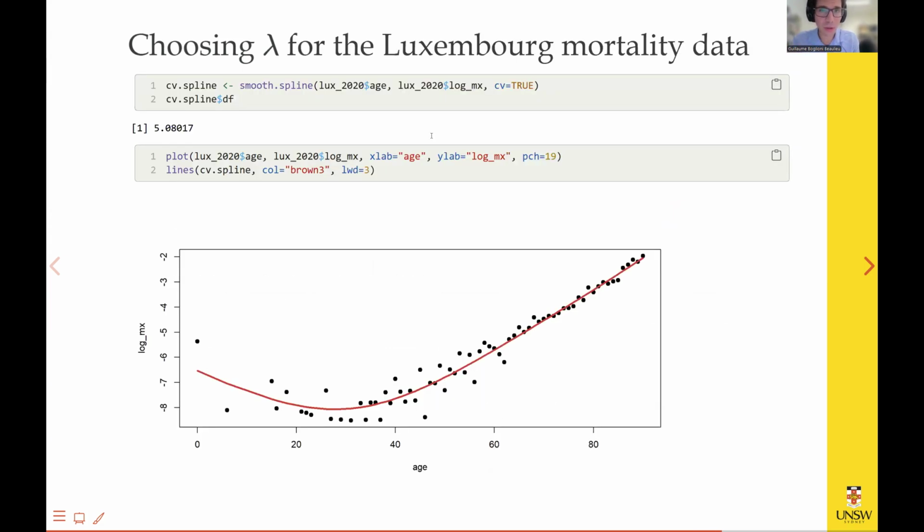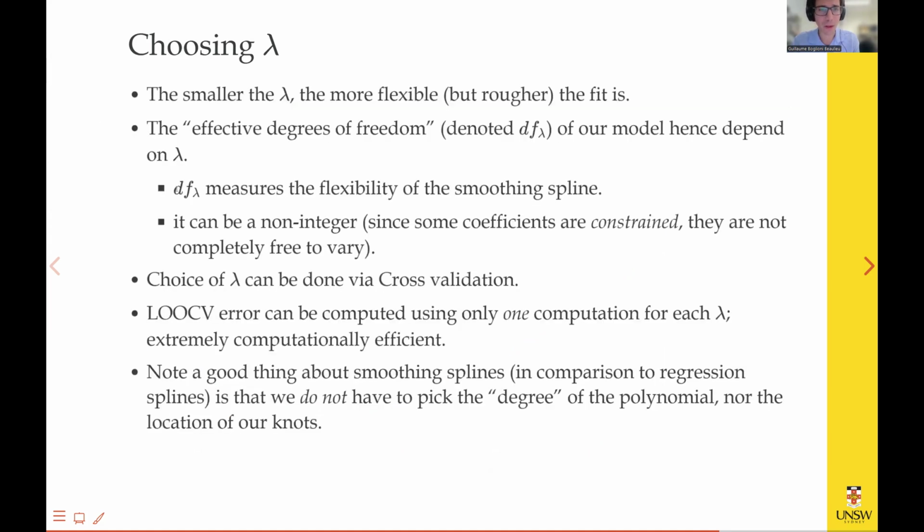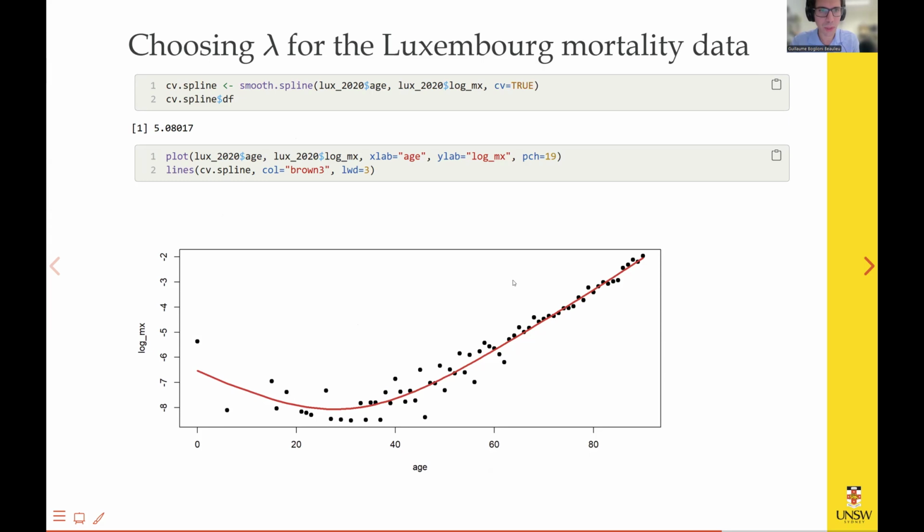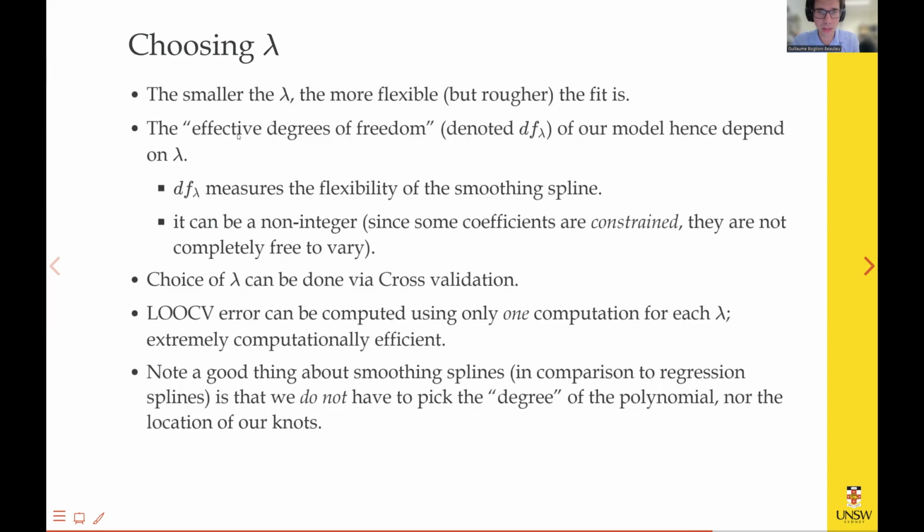Okay, so in R here, for our Luxembourg mortality data, you can do the fit easily. So this is what we had before. But here I'm picking cross-validation to be true. In this function, smooth.spline, if I say cross-validation equals true, it means R will pick the lambda, or equivalently the number of degrees of freedom, that minimizes the cross-validated mean squared error. So that's nice. Here, for your information, we get the number 5.08, which I suppose makes some sense here.